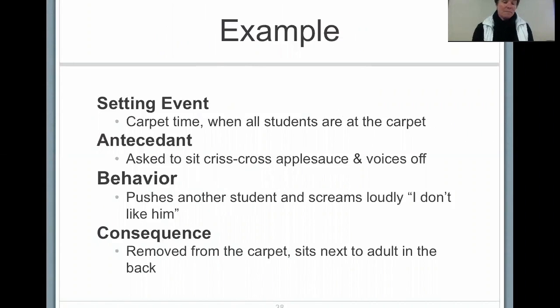Here's an example. A setting event might be carpet time when all students are at the carpet. The antecedent may be when a student is asked to sit crisscross applesauce and have their voices off. The behavior could be pushes another student and screams loudly, "I don't like him." And the consequence is being removed from the carpet, sitting next to the adult in the back. For a student who wants adult attention, this behavior works very well for them.